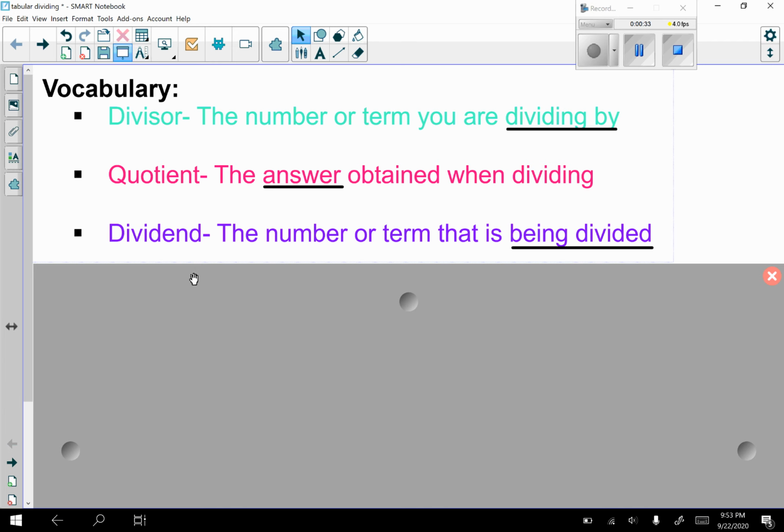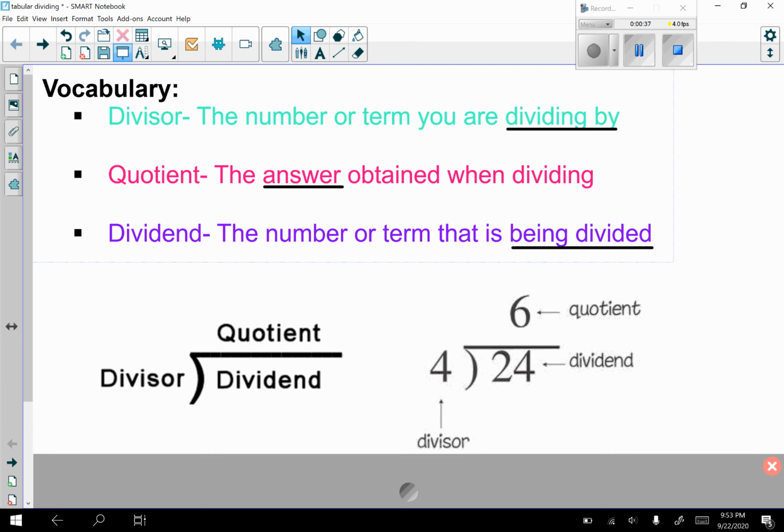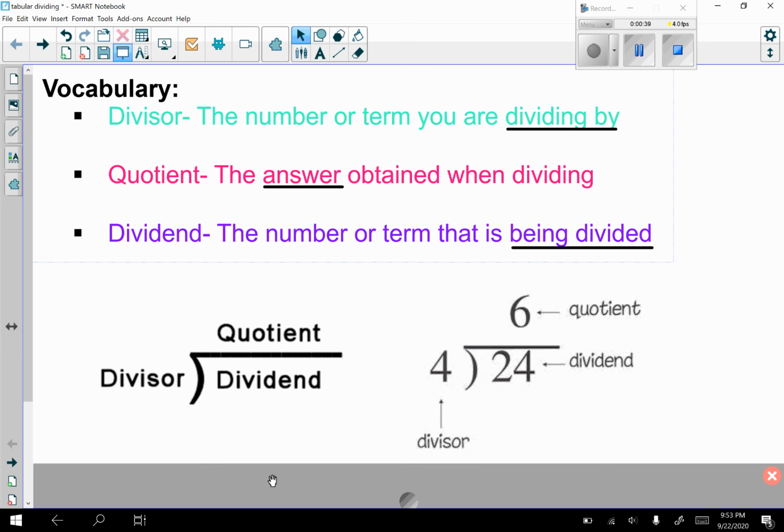So these are straight definitions. If you're more of a visual learner, you could draw in any of these. These are just your vocabulary words here, written in a division symbol. Here are some examples. If I'm doing 24 divided by 4, 24 is the dividend, 4 is the divisor, and 6 would be my quotient.